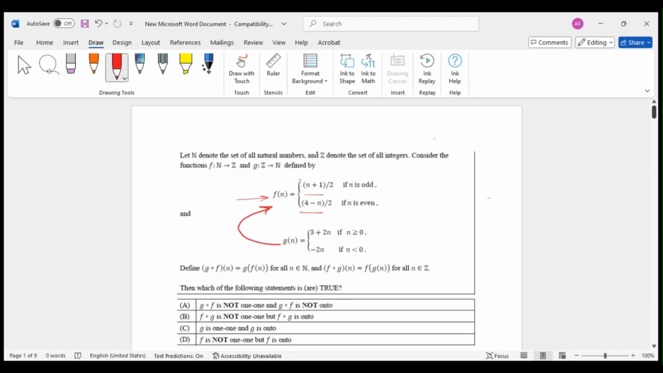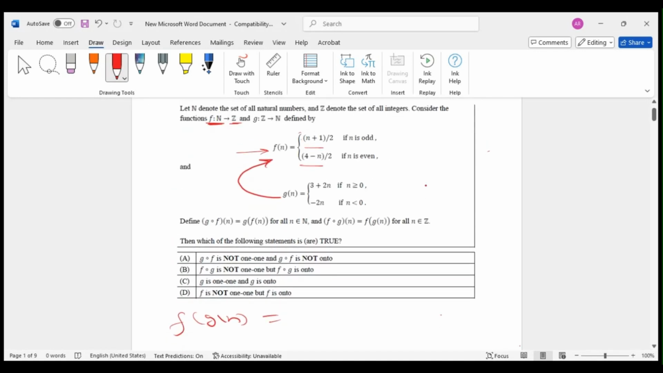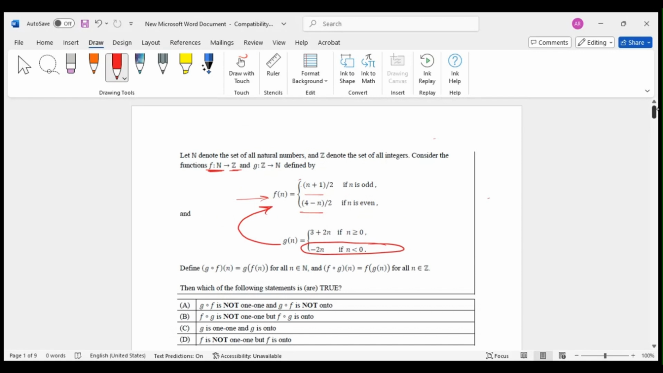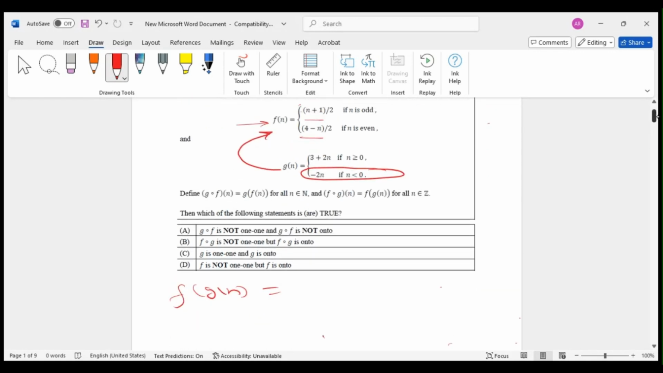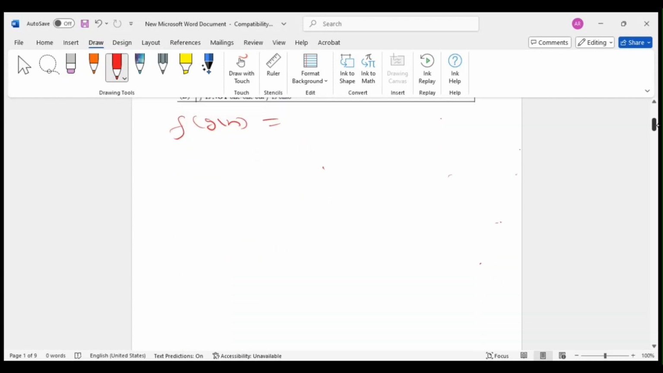The function of n has a domain of natural numbers, but the range is integers. We have to take the values for natural numbers. The domain should be natural numbers, so we don't need to take n less than 0. Only natural numbers, n greater than or equal to 0. We have to take only the 3 plus 2n. We have to put the value 3 plus 2n.